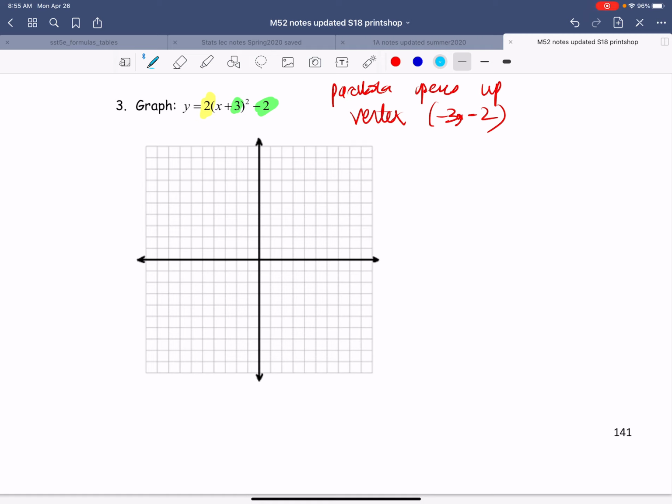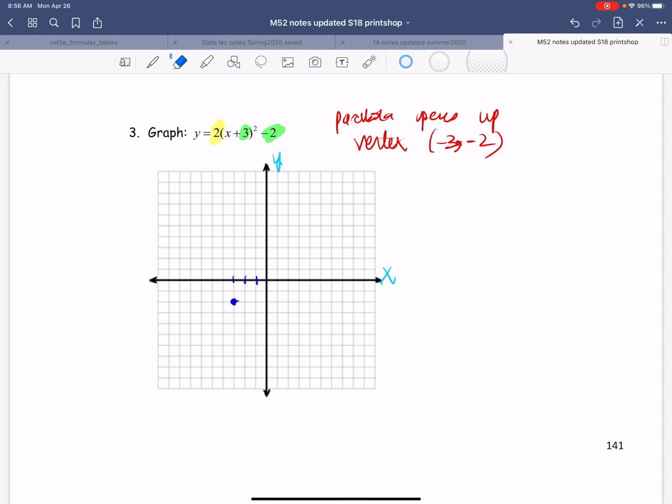Now let's plot the vertex and think about how the graph is going to look. (-3, -2): x is -3, y is -2. That's where my vertex is. Now, I already know this parabola opens up, so I can tell it's going to touch the x-axis at 2 points because it has to go up. Let's go ahead and find the x-intercepts.